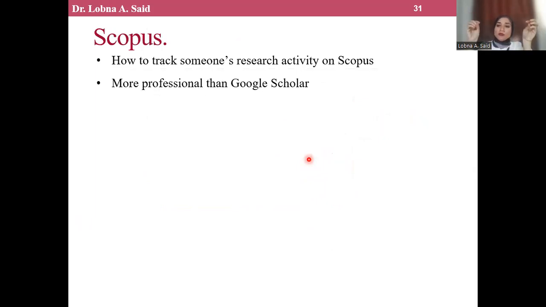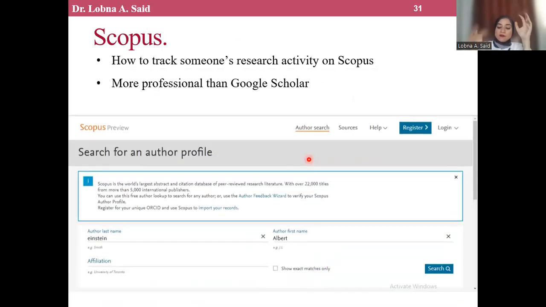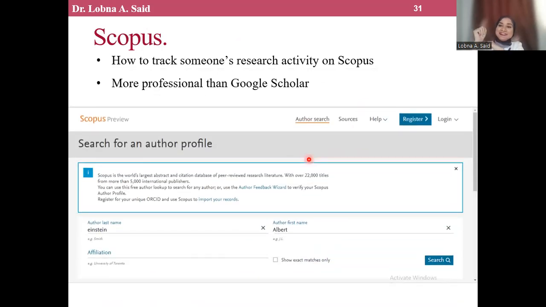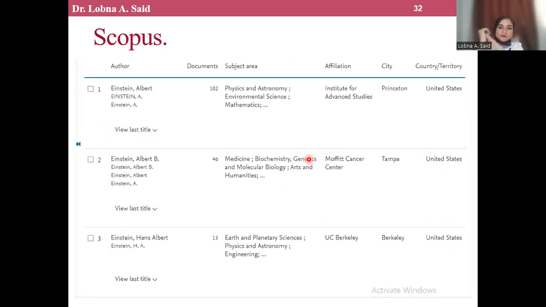If you want to track someone's research activity on Scopus, it's more professional than Google Scholar. It's more to the point, and it's actually more accurate data. So I will search again for Albert Einstein. As you can see here, the number of documents is less than in Scholar, because Scopus has much more proper indexing. Scholar just takes everything published, but Scopus only has indexed journals, and it has really high selection criteria for how to index a journal.